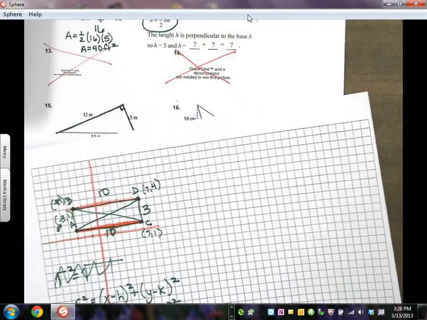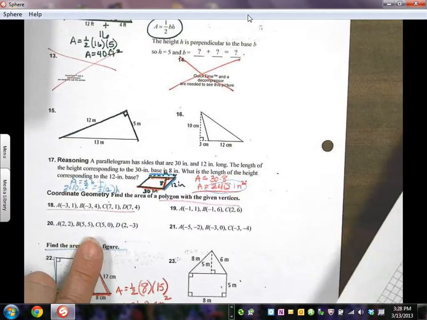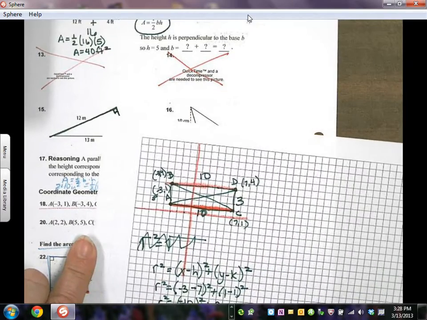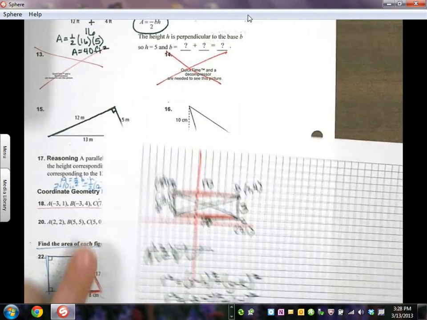It really does help to have some graph paper with you when you're doing these problems, because you don't know what points are going to line up where. So make sure you've got some graph paper to do those.